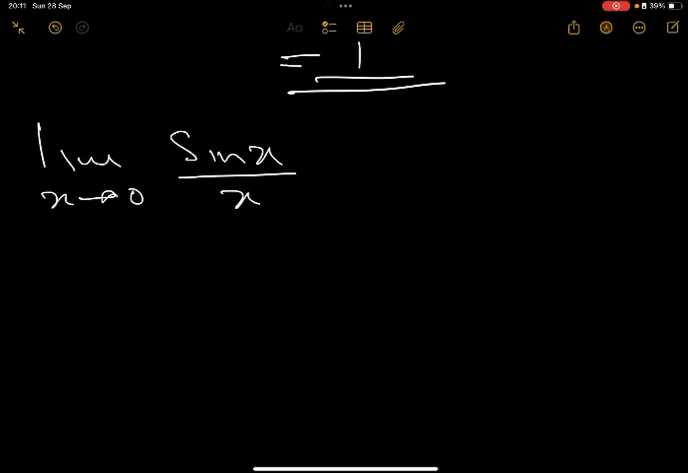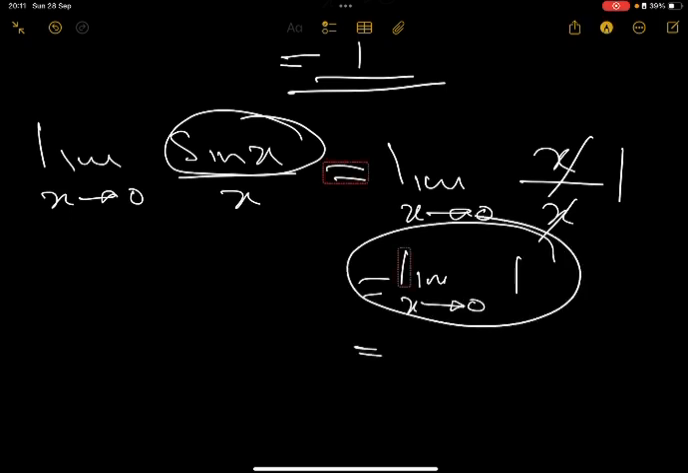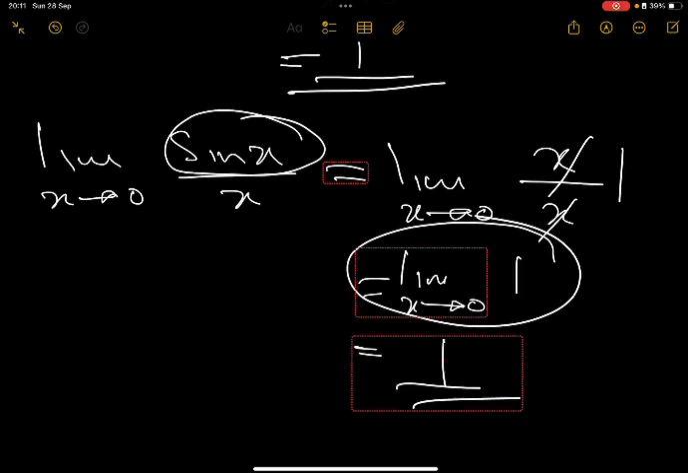So even if we go back to the limit as x approaches 0 of sine x over x, we can use the small angles here. We can say the limit as x approaches 0 of the small angle of this sine x is x over x. If this cancels, we get 1. So we have the limit as x approaches 0 of 1. So a limit of a number is that number. So the answer is 1.